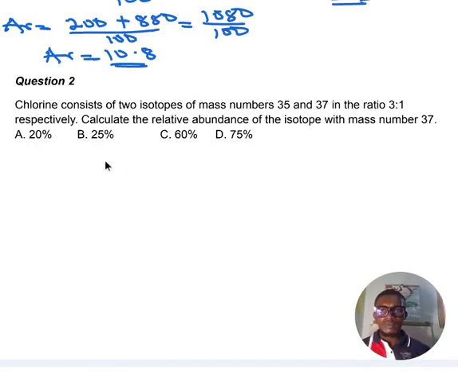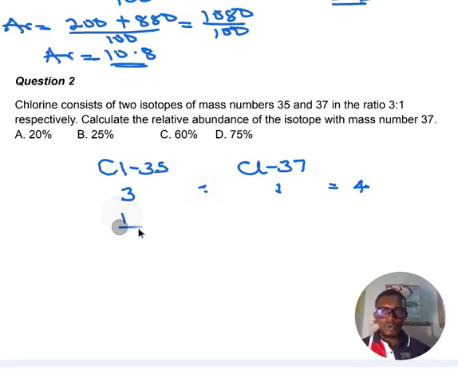So firstly, because it's very easy, we have two isotopes of chlorine, the one with a mass of 35 and the one with a mass of 37. Their ratio is 3:1. So just add up their ratio, which will give us 4. Alright. So for this chlorine 35, to get the abundance, you do 3/4 times 100. That will give us 75%.